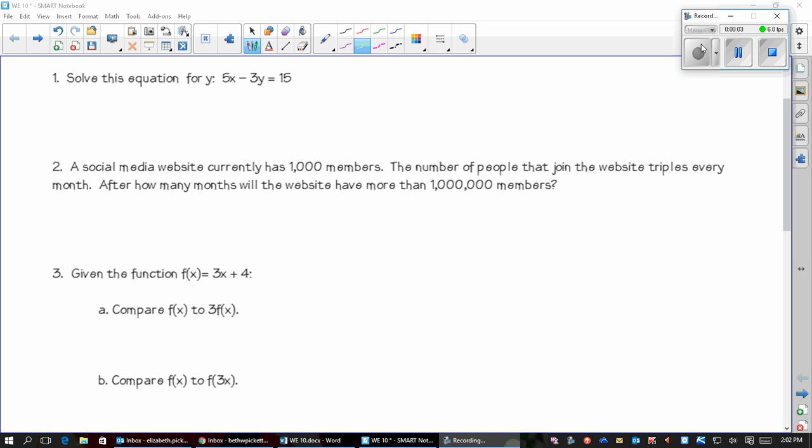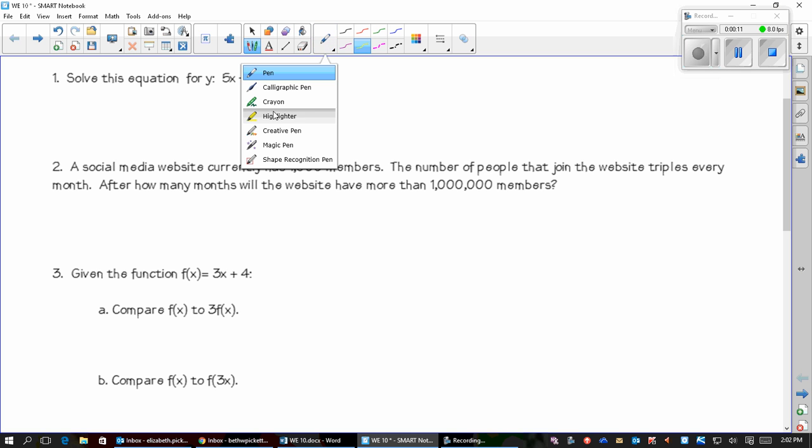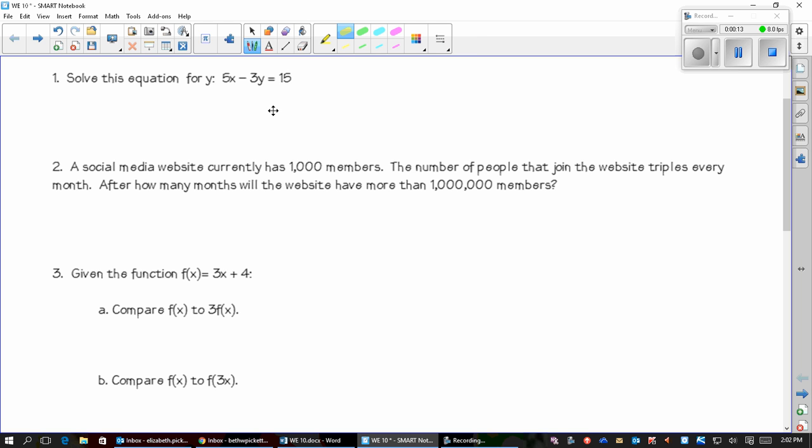All right, it's time for weekly essential number 10. We're getting really close to the end of course test, so it's becoming really important that these weekly essentials be completed and understood. All right, the first one asks us to solve this equation for y.